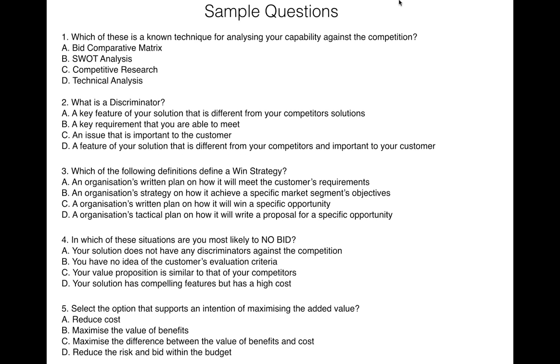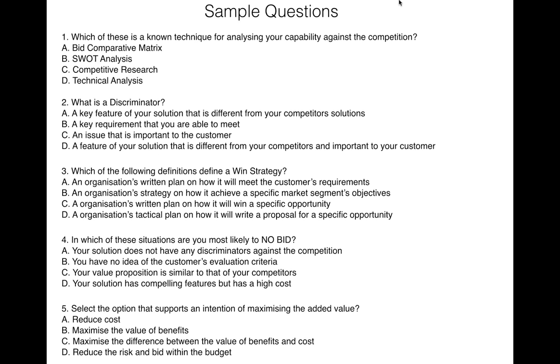Then, what is a discriminator? A discriminator is not just a feature which differentiates your solution from your competitor, but something which not only differentiates your solution from your competitor, but is also a key feature needed by the customer, because if it is not needed by the customer, it does not mean anything to the customer, so it is not a discriminator. Likewise, you can see the other questions.